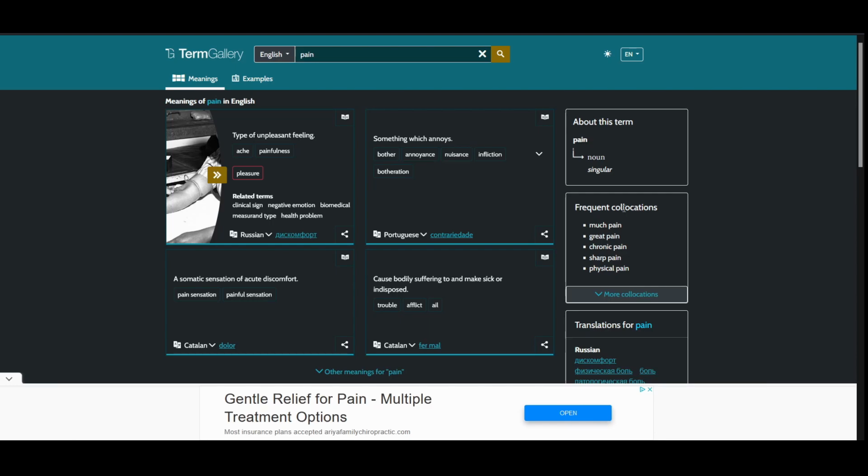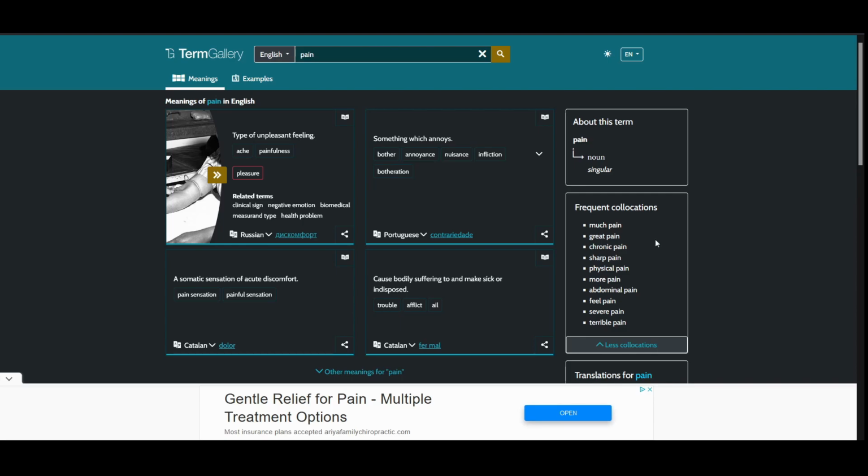We can see here frequent collocations. Collocations are things that just sound natural to native speakers of a language. I love how it's giving me advertisements, gentle relief for pain. Okay. Now, if we go to more collocations, we can see much pain, great pain, chronic pain, sharp pain, physical pain, more pain, abdominal pain, feel pain, severe pain, terrible pain. These are words that are commonly paired together.